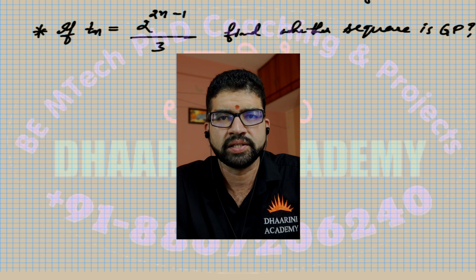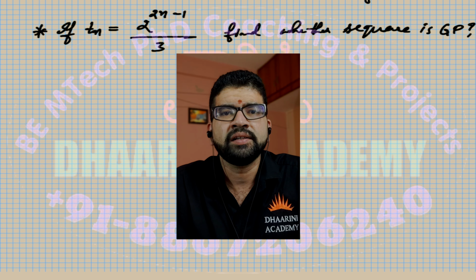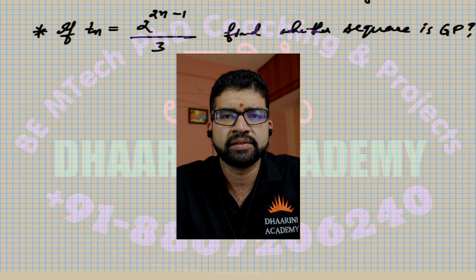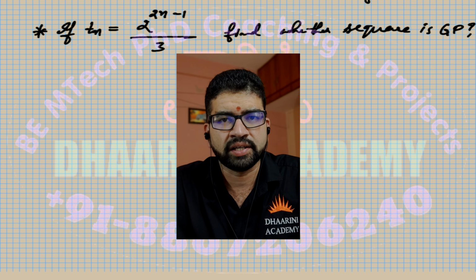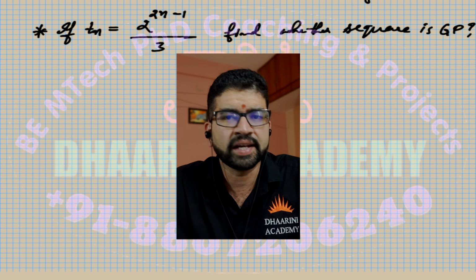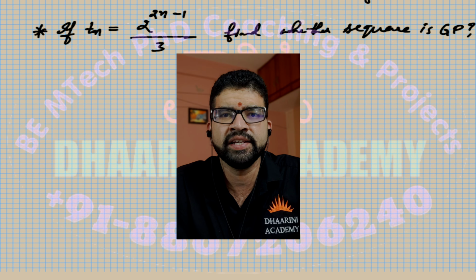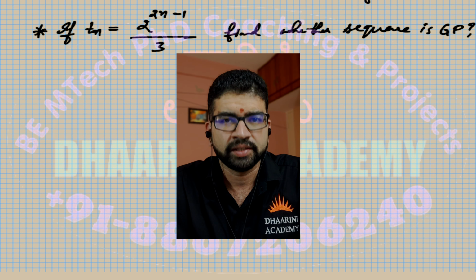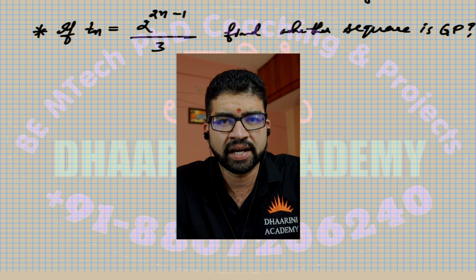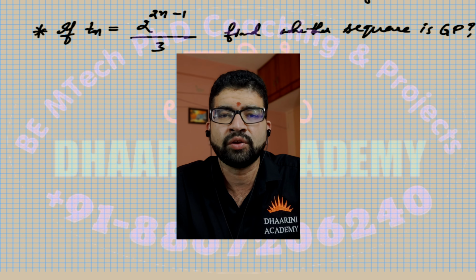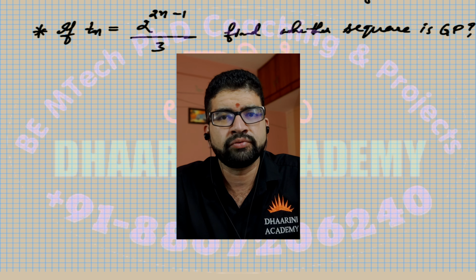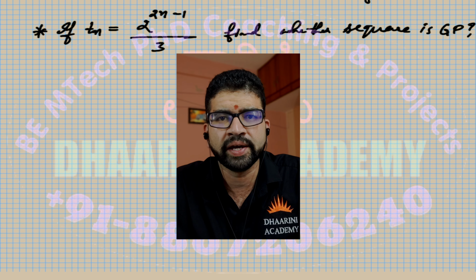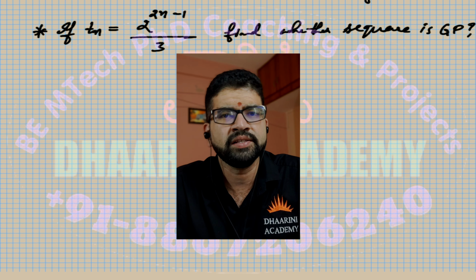That's the first objective. Once you do that, in AP, we used to subtract Tn minus Tn minus 1. When we take a difference, in the result there should not be any term n present. If at all there is an n present in the answer, then that is not an AP, that is some other sequence. If this difference has no n, then it is called an AP.